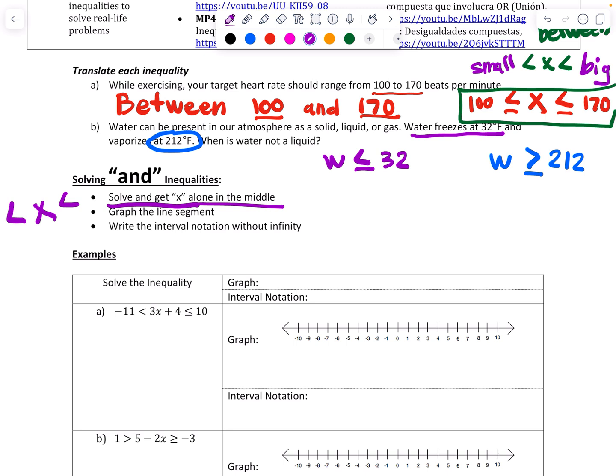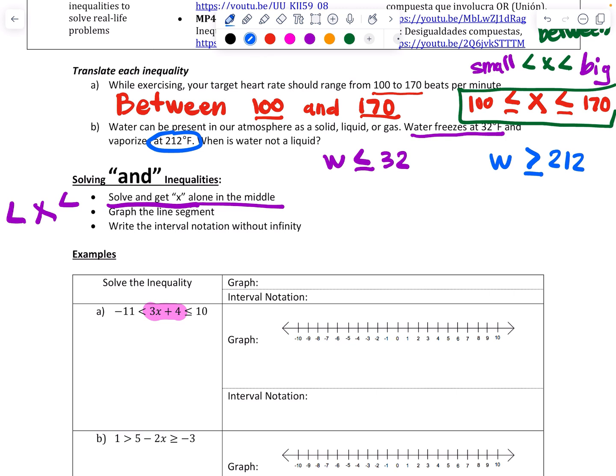So this 3x plus 4 is between negative 11 and 10. That's the inequality right there. This is what I'm trying to solve. I'm trying to get x alone in that. So the first thing I'm going to do, it says 3x plus 4. Get rid of the plus 4 first.